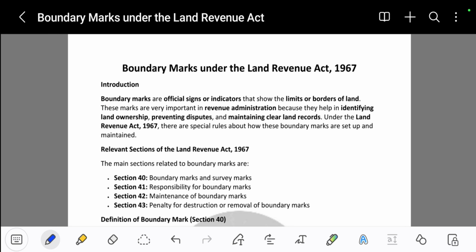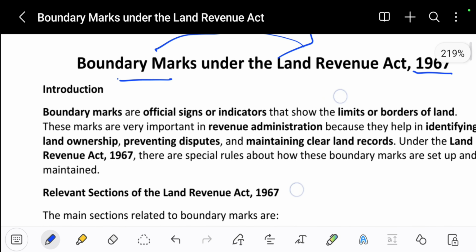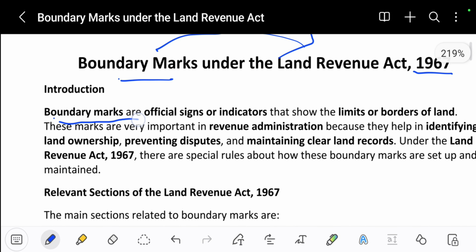In this video, we are going to understand what a boundary mark is under the Land Revenue Act 1967. We will start from the introduction. Boundary marks are official signs or indicators that show the limits or borders of a land.